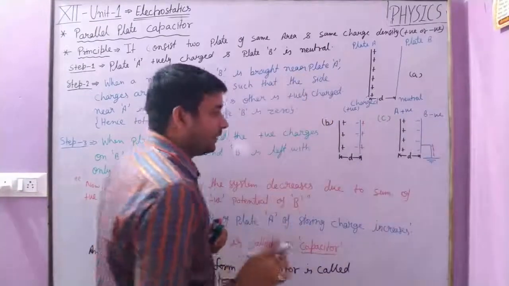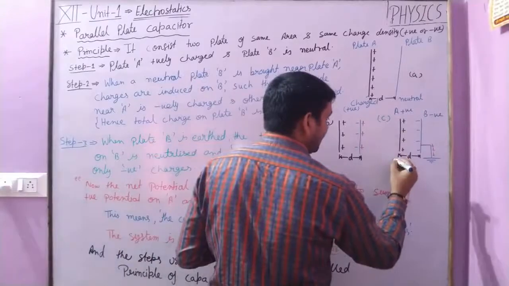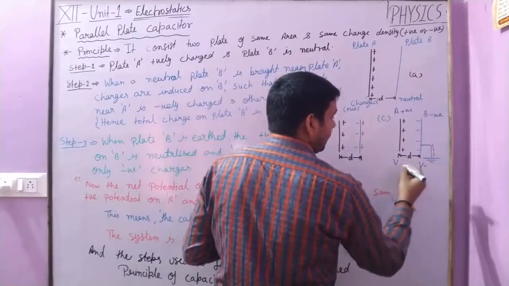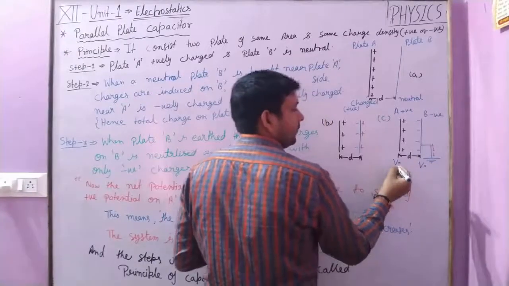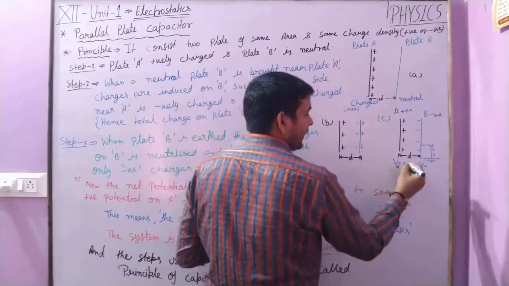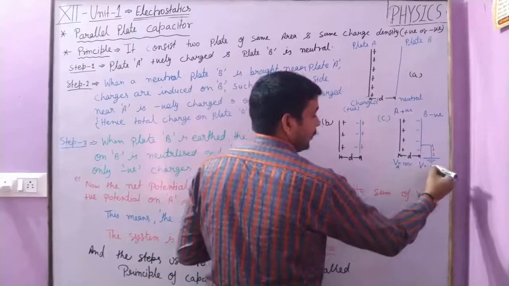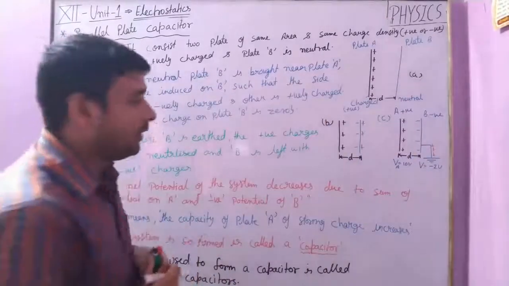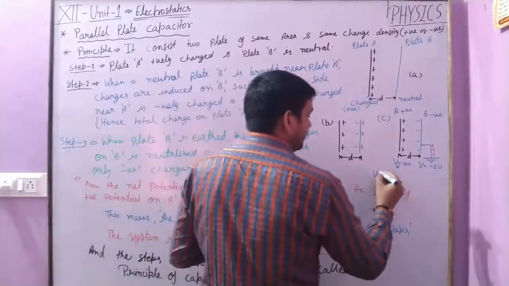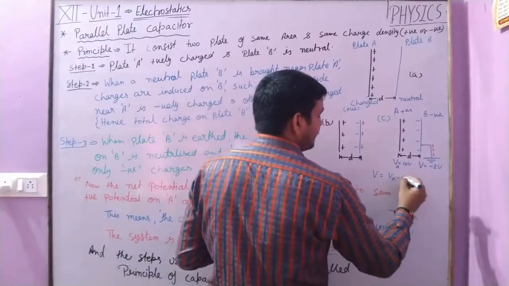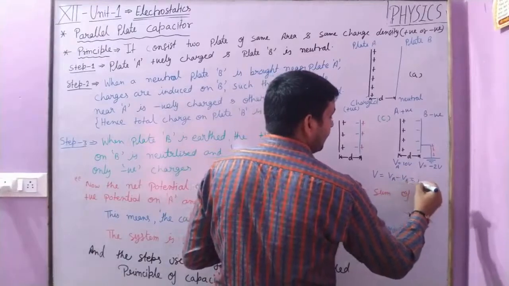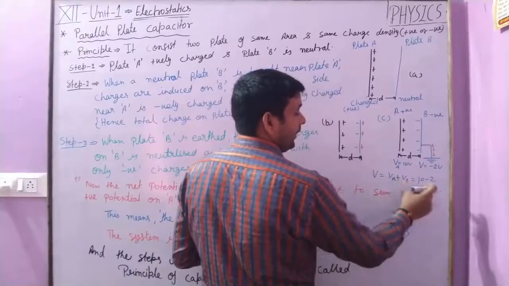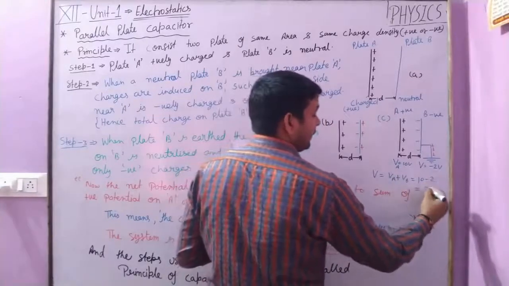So we can say that this plate has some potential, let's say V, and another plate has some potential. Let's say the plate A has potential 10 volt and plate B gets potential minus 2 volt after the process. So we get the net potential V equal to VA minus VB, which is equal to 10 minus 2 plus VB, and we get the net potential is 8 volt.